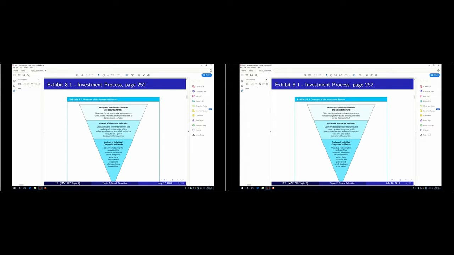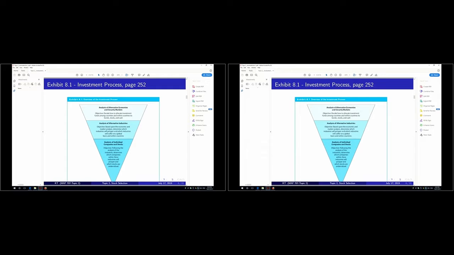So if you look at the investment process, we have a three-step approach, as I said before: analysis of alternative economies and securities markets. You analyze different economies and markets within those individual economies. The money market in Germany, money market in Australia, money market in China, money market in the US, all these are analyzed. Similarly, the equity market, similarly the bond market. All of these economies and markets are analyzed in terms of bonds, stocks and cash.